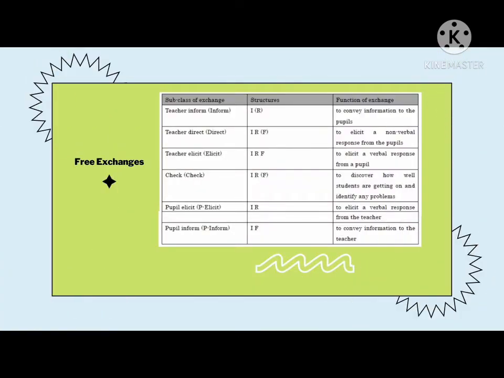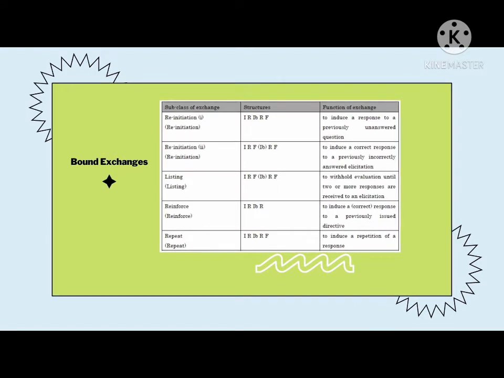In the first column, we can see the different types of free exchanges or the subclasses of free exchanges. The second column is the structure, if it's I, R, or F, or initiation, response, or follow-up. And in the third, it explains the function of the exchange. In this bound exchanges table, we can see on the first column the subtypes of the bound exchanges. On the second, the structures, I, R, F. And the third, like on the other slide, shows the functions of the exchange.